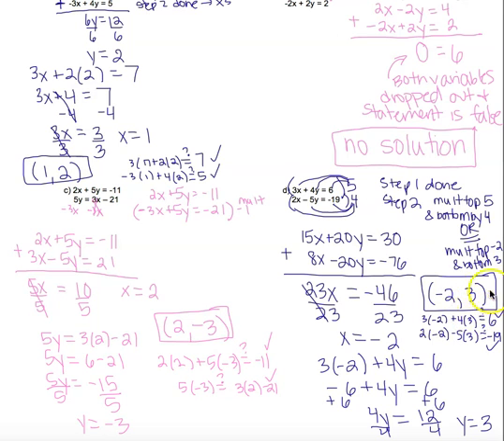Again, remember that that means that if I were to graph these two standard form equations, they would intersect in one place at the point negative 2, 3. So keep going back to that idea: if you get an ordered pair, that means the lines intersect in one place. If you get no solution, that means that the lines are parallel. If you get infinitely many solutions, that means that the equations represent the same line.